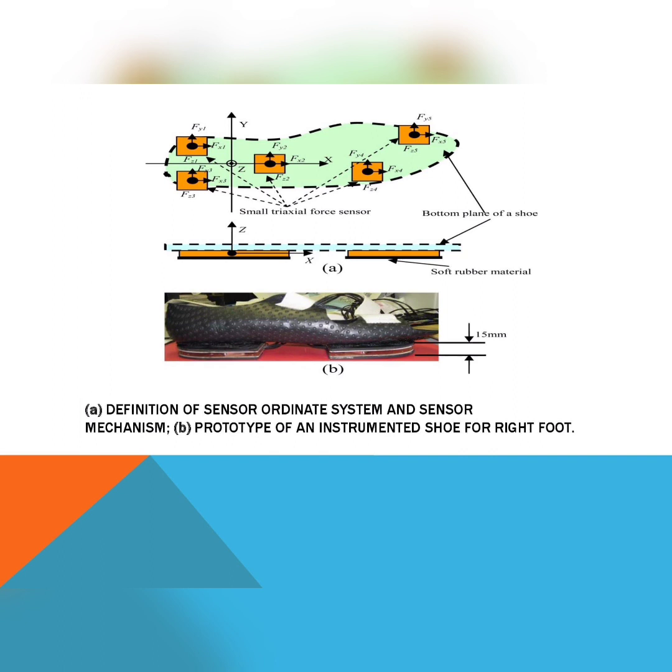So the first diagram, that is A, indicates the definition of sensor coordinate systems and sensor mechanism. So these are the 5 sensors, which is showing fy. For the second sensor, it is showing fx2, fy2, fz2, and I have already defined what fx2, fy2 and fz2 are. Likewise, for the fifth sensor, I have indicated fy5, fx5, fz5.